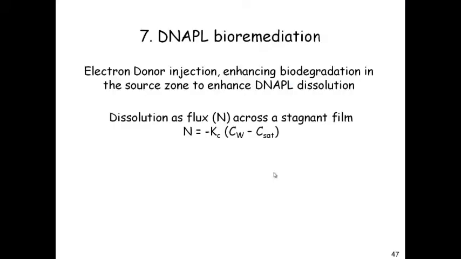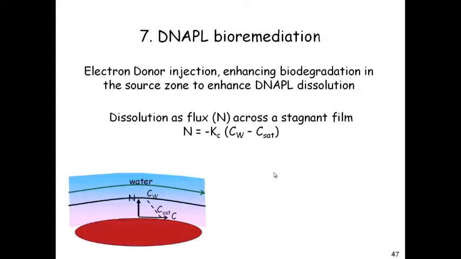and we can enhance the effective rate of degradation of those source zones. And some evidence suggests we might get a 2-fold to an 8-fold increase in the rate of degradation by developing an active biodegradation population in the source zone itself. Consider our job is to increase the flux from the NAPL across the stagnant film into the flowing groundwater. We want to remove the residual as quickly as possible.